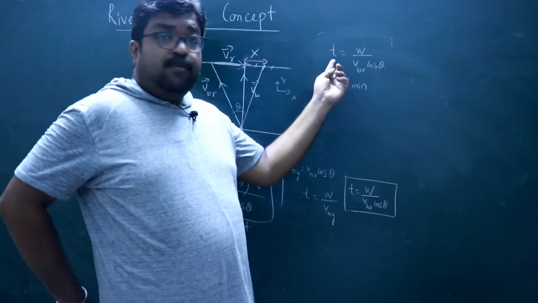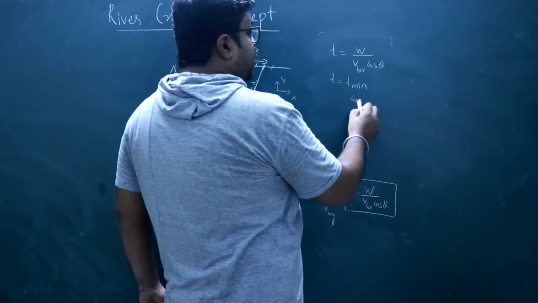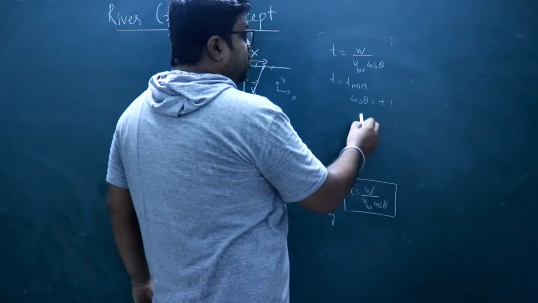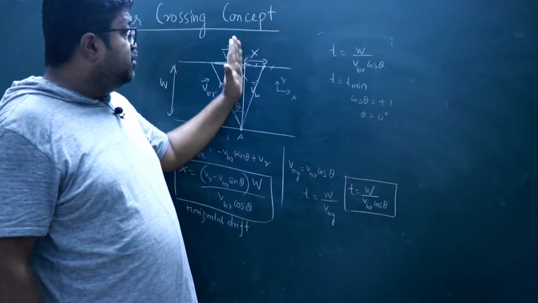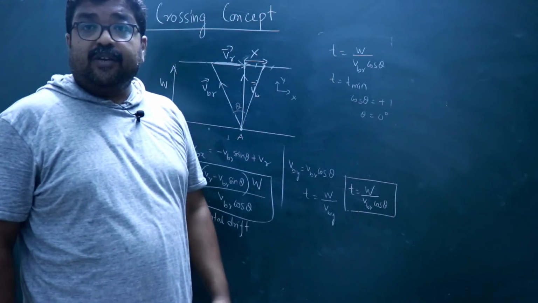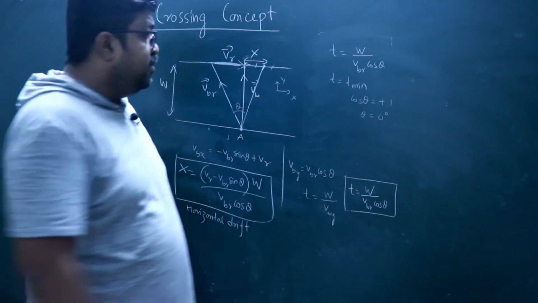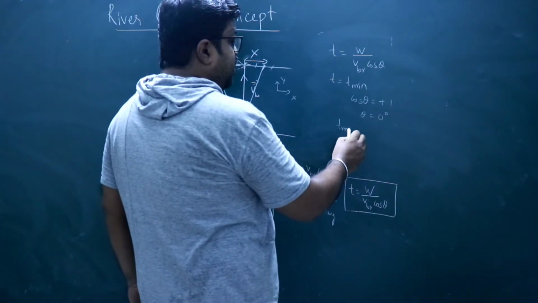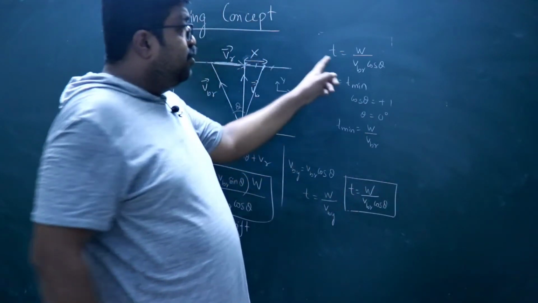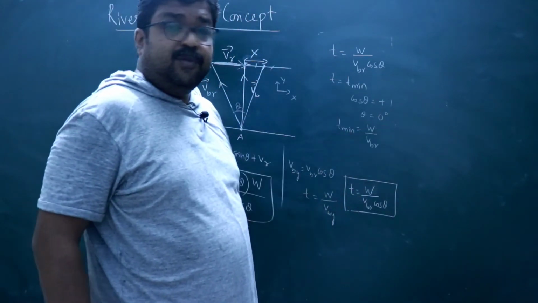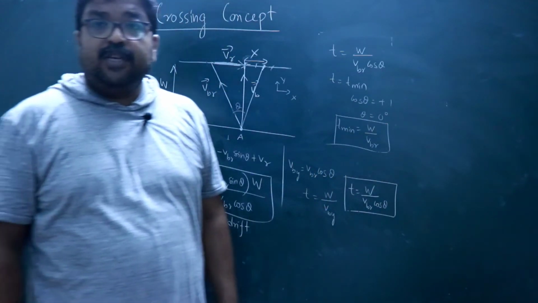So for T to be minimum, this cos theta should be maximum. What is the maximum value of cos theta? Cos theta maximum value is +1, that is theta is equal to 0 degree. So when theta is equal to 0 degree, that is when the boat goes straight across, it will be able to cross the river in the shortest time, and the minimum time will be W by VBR, because cos theta is equal to 1. So in this minimum time, the boat will be able to cross the river.